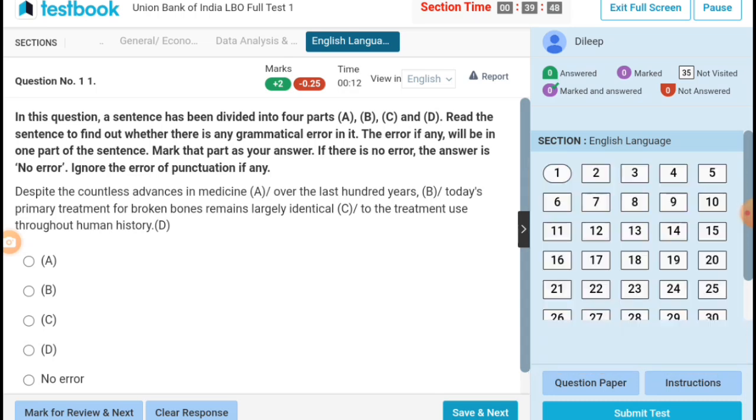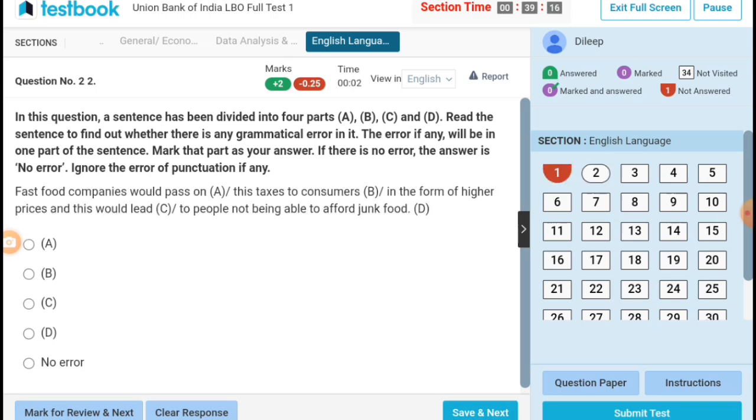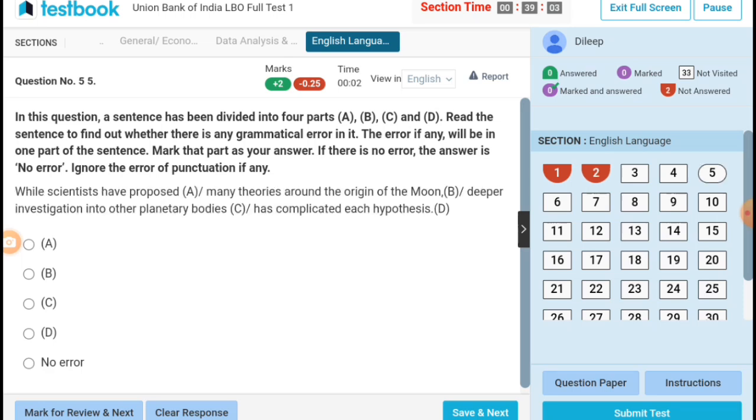Next, English section. Despite the countless advances in medicine over the last 100 years, today's primary treatment for broken bones remains largely identical to the treatment used throughout human history. Fast food companies would pass on these taxes to consumers in the form of higher prices, and this would being able to afford junk food. Mark that part as your answer.